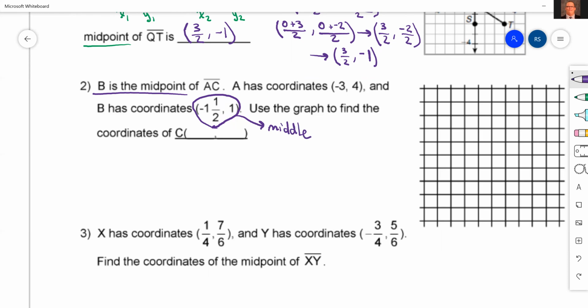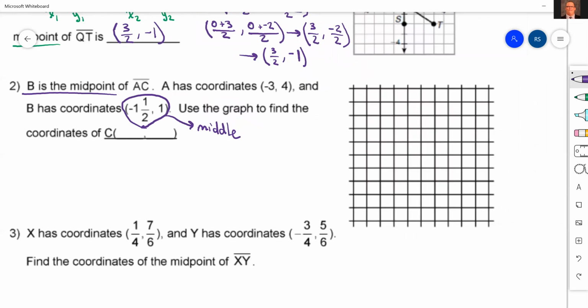Use the graph to find the coordinates of C. So they actually tell us to use the graph, which means they're telling us to do the easy way. What? You want me to do the easy way? Yeah. Oh, okay. So let me graph it. This is like we ended the notes with. I got this. So I'm going to graph it.